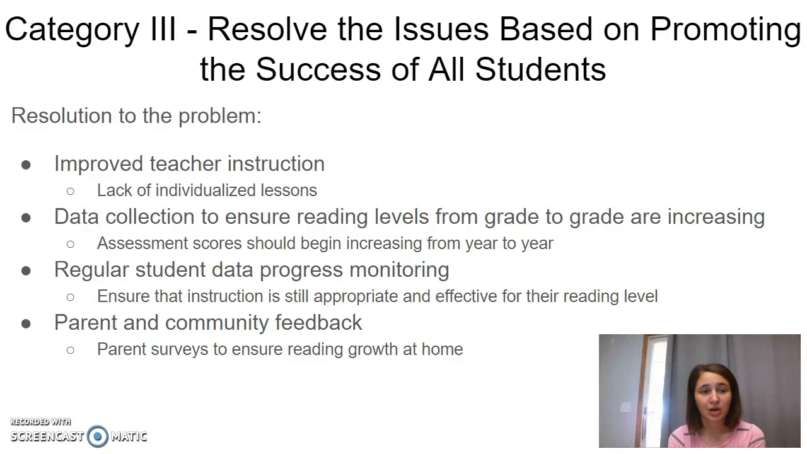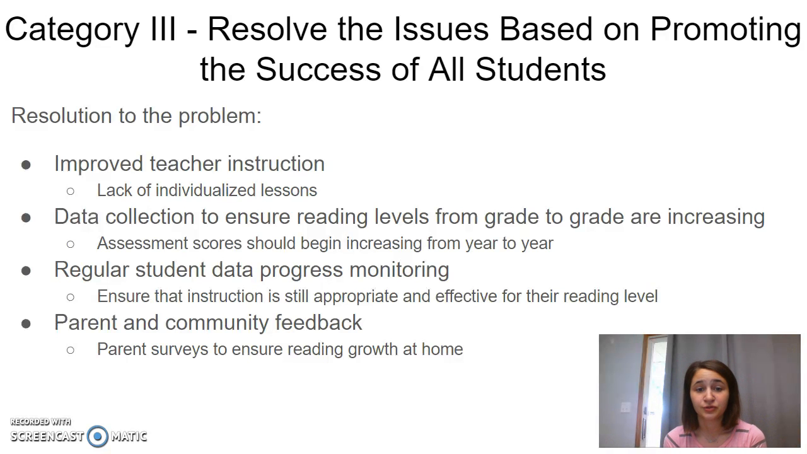Category 3, resolve the issue based on promoting the success of all students. The resolution to the problem: improve teacher instruction. This would eliminate the lack of individualized assessments, moving from whole group to small group for that reading instruction. Data collection to ensure reading levels from grade to grade are increasing. This would ensure that assessment scores begin increasing from year to year instead of declining like we've seen in the last 3 years. Regular student data progress monitoring. This would ensure that instruction is still appropriate and effective for their reading level.